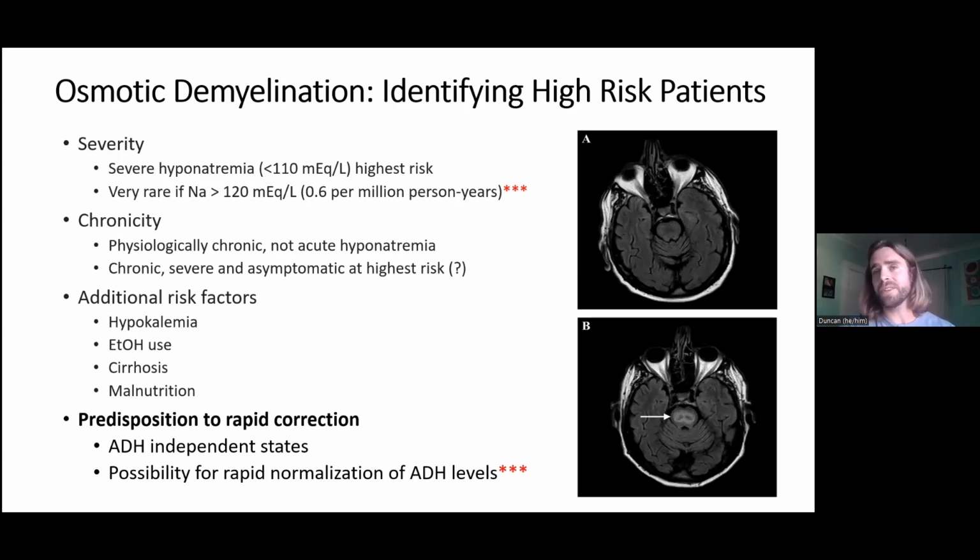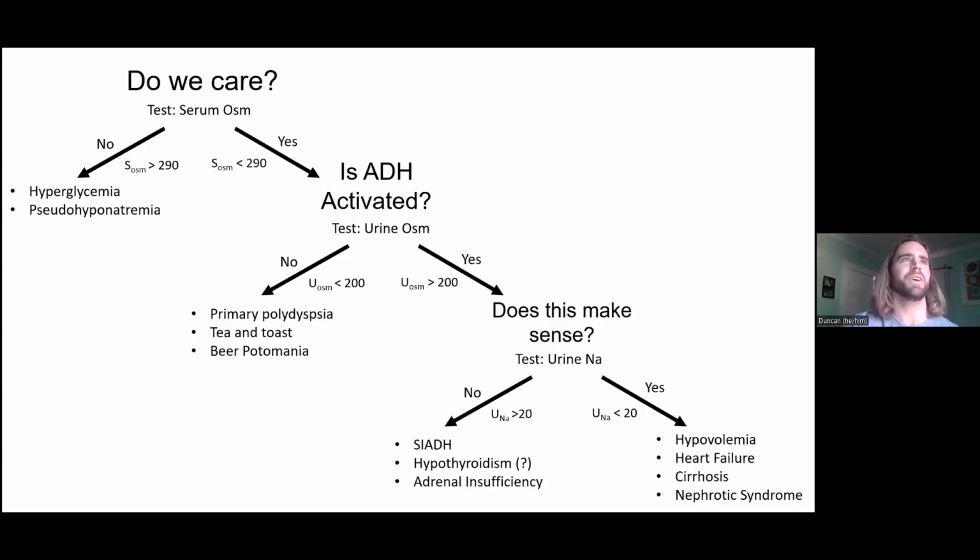People are going to be at the highest risk for developing osmotic demyelination syndrome if they also have alcohol use, cirrhosis, malnutrition, and hypokalemia is another one that often comes out. And we're just going to briefly talk about why ADH-independent states are ones that you really want to pay attention to because they are at high risk for correcting very rapidly. And then we'll get into just the one study that showed that maybe we didn't know quite as much as we thought about ODS.